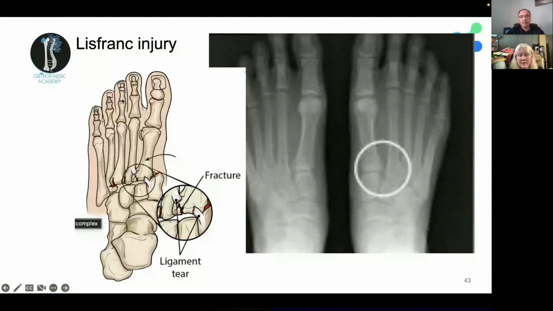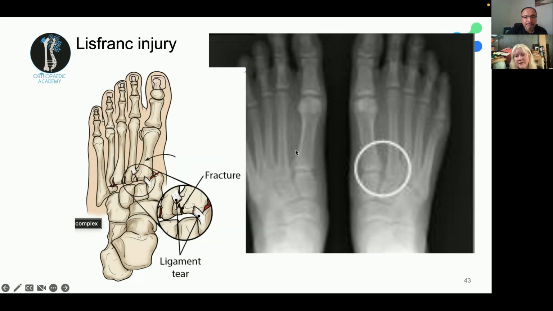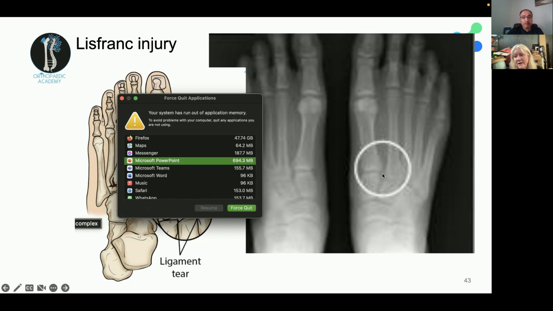So here's the Lisfranc. These are right and left feet compared. If we look at this line here. So we're looking between the medial cuneiform and where the base of the second metatarsal slots in next to that. And if we look here, there's a straight line. We look on this side, there's an increase in the gap.